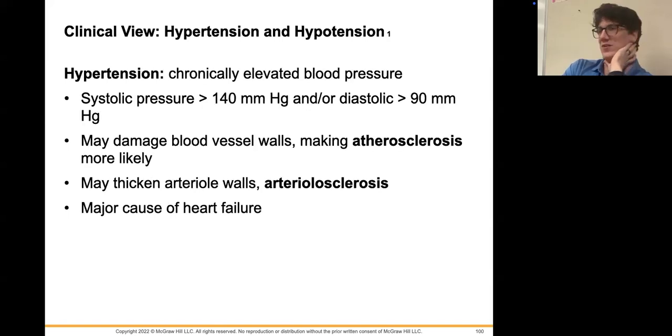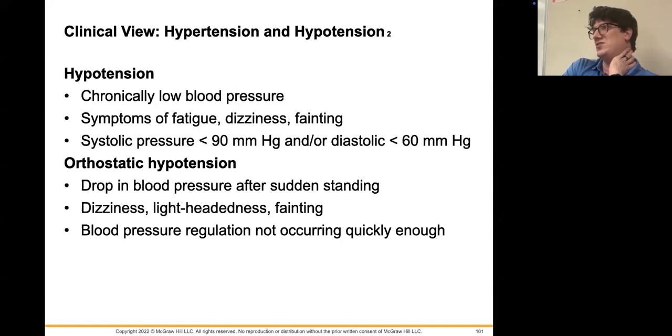And we don't want this. We don't want arteriosclerosis. We don't want thickened walls because thickened walls can lead to hardened walls, and also just lead to potential damage down the road. We don't want that. Hypotension is kind of the opposite of this.